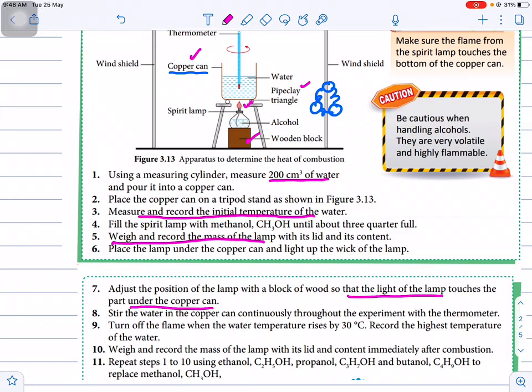And record the mass of the lamp immediately after the combustion. Why do we have to do it immediately? Because the alcohol is highly volatile, meaning that it is easy to evaporate. So once you put off the flame, jangan tunggu lama sebab dia senang meruap. So you have to immediately letak atas penimbang and then get the mass. Okay, repeat the steps using ethanol, propanol, butanol and methanol.